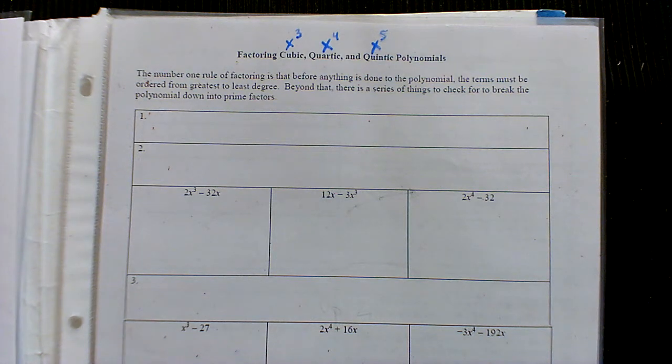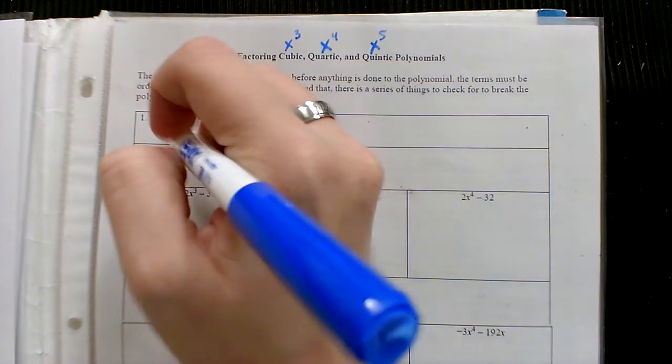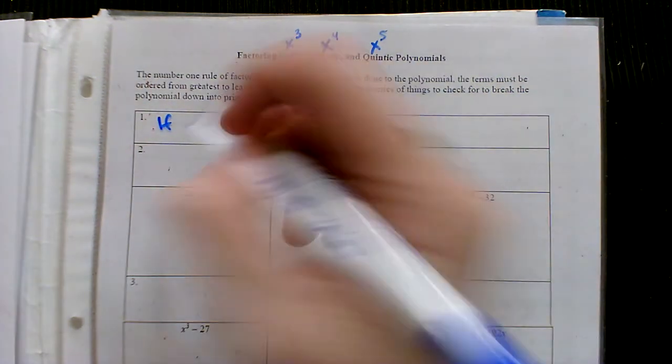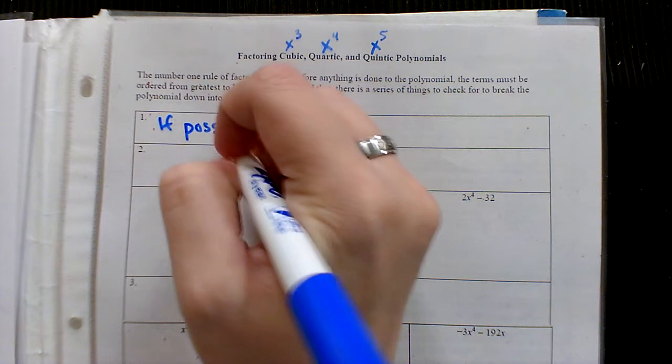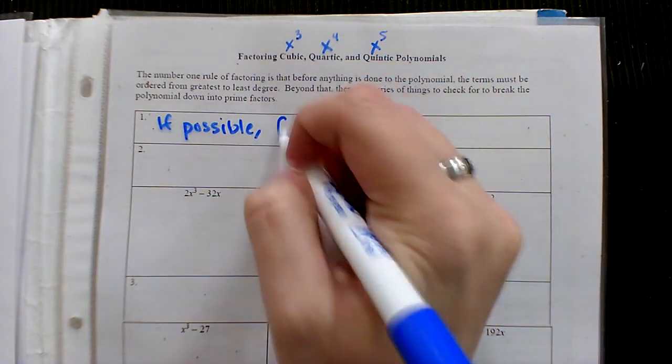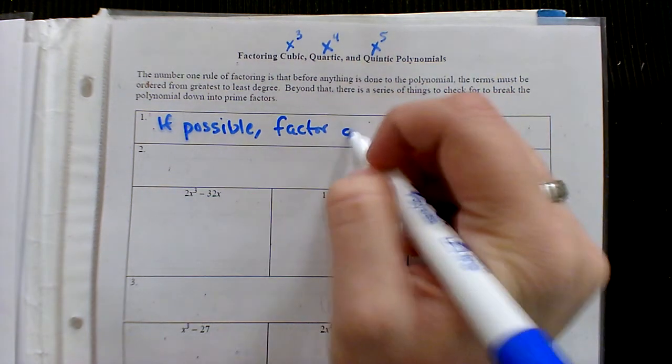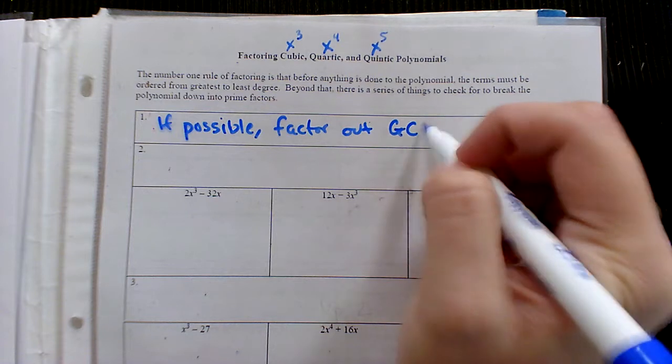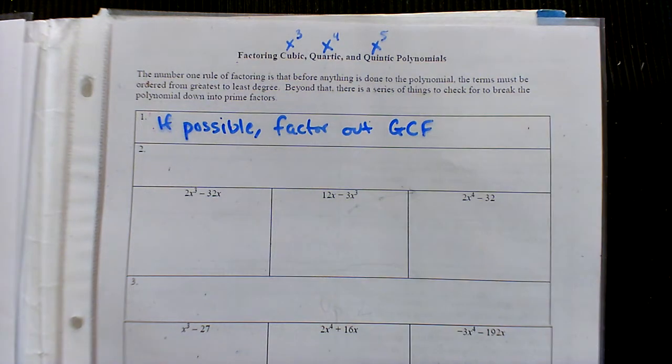Exactly. If you can pull something out, if it has a greatest common factor, go ahead and remove it. That way it makes all the numbers or the variables smaller, okay, kind of easier to work with. So we'll say our first thing in terms of factoring, if it's possible, we'll factor out the GCF. Okay, always look for that first. Sometimes you can't take something out, which is okay, but at least you tried to make it easier.